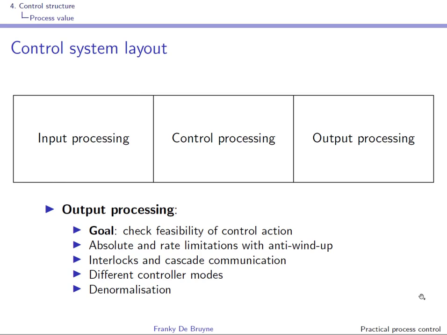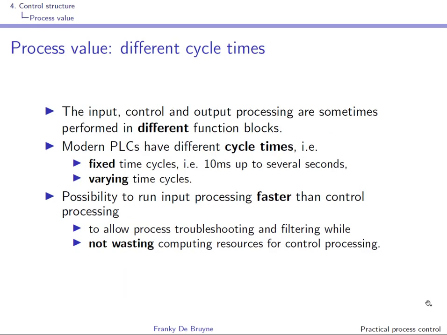And finally, the control action is denormalized to go from an MV, the control action in percentage of the actuator range, to an absolute MV. Note that it is more difficult to separate control and output processing, and very often the 2 units will run at the same speed. As mentioned before, the input, control and output processing are sometimes performed in different function blocks.